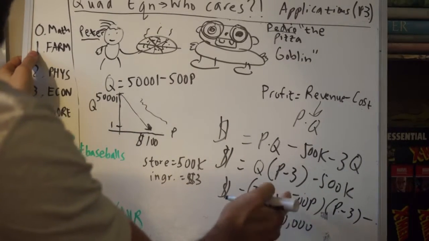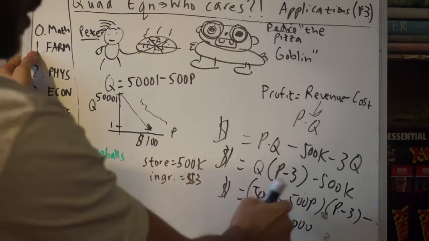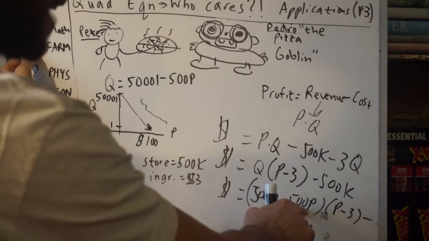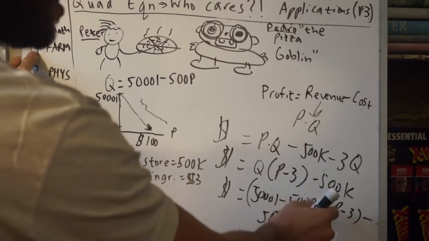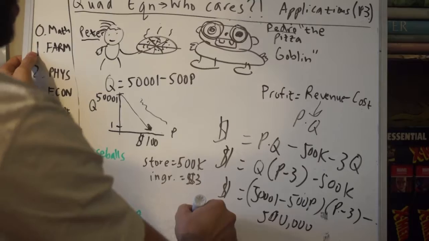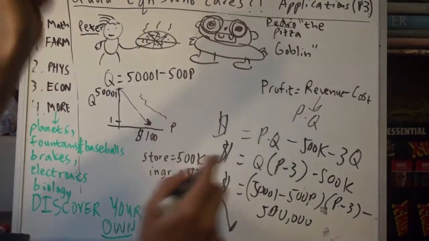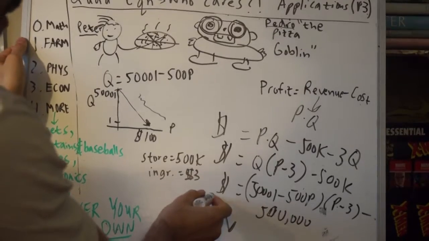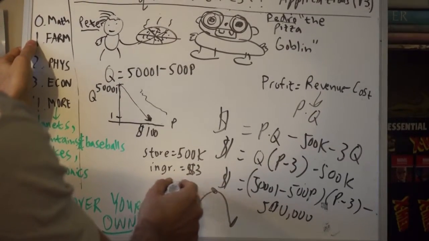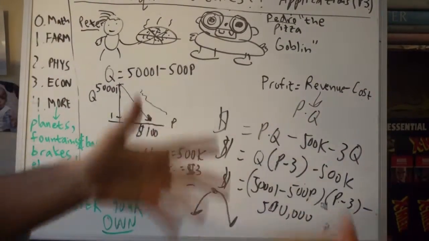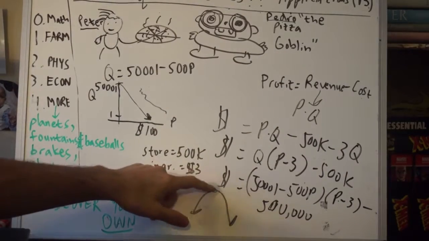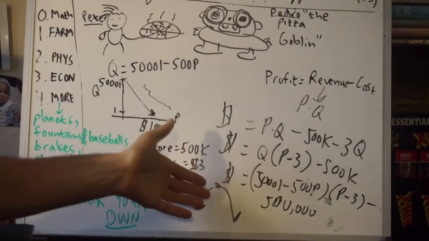If you set this up and you want to find, by the way, notice this is a negative, so that's negative 500p times p. Since the p squared term is negative, that means it's an upside down parabola. So, since we want to maximize the profit, we want to find this top point, specifically the height, right? So, again, we're back to finding the vertex of this parabola. How do you do that?